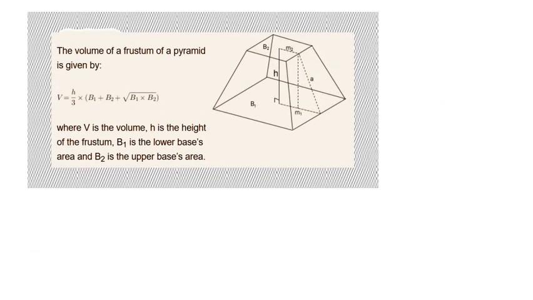Next we have the volume of the frustum of a pyramid. It is given by h by 3, where h is the vertical height, multiplied by the area of the base plus the area of the top face plus the square root of area of the base into area of the top face. See here, as and when the shape of the base changes, the formula will change, whether it is a square or a rectangle or a pentagon or a hexagon, depending on that it changes.